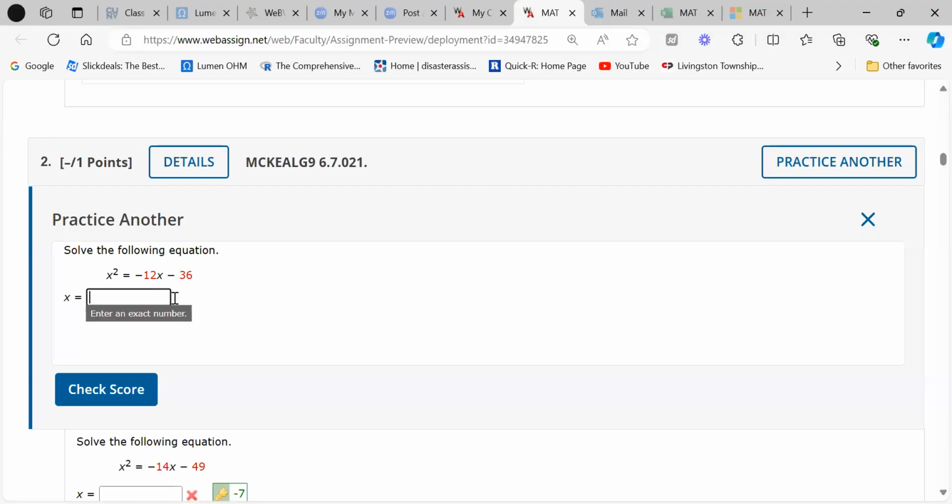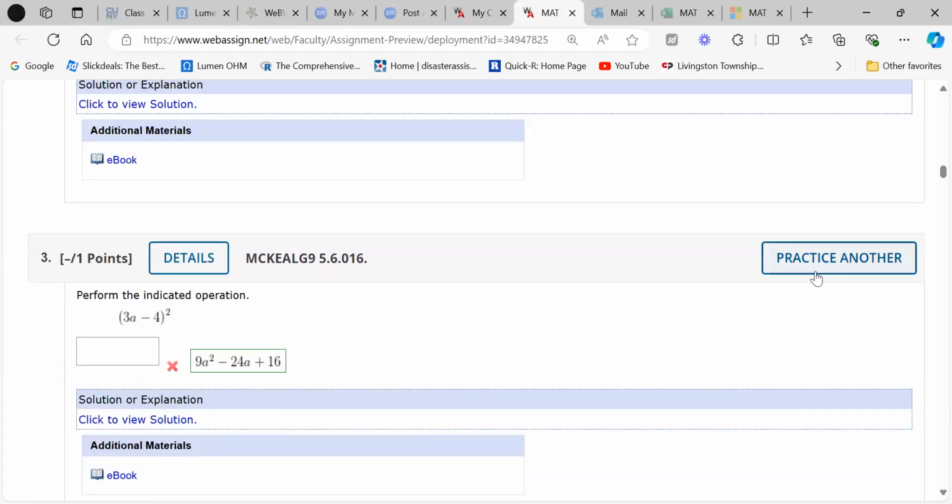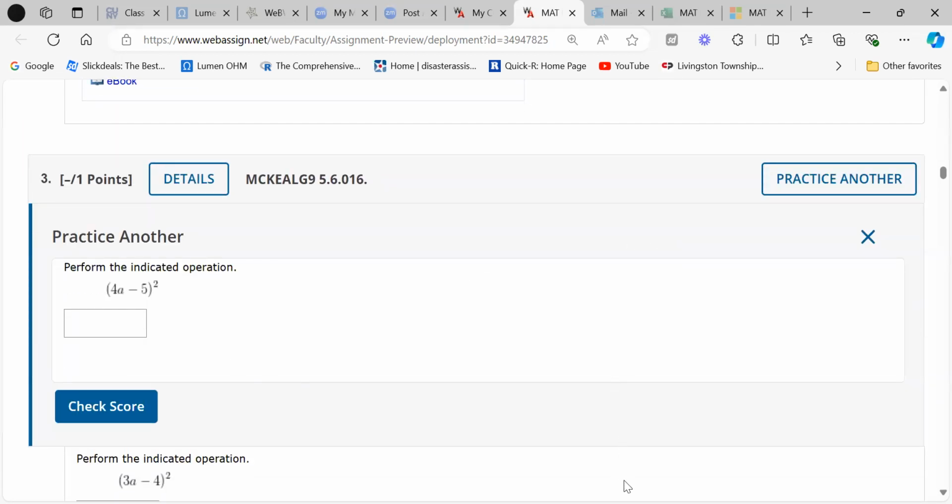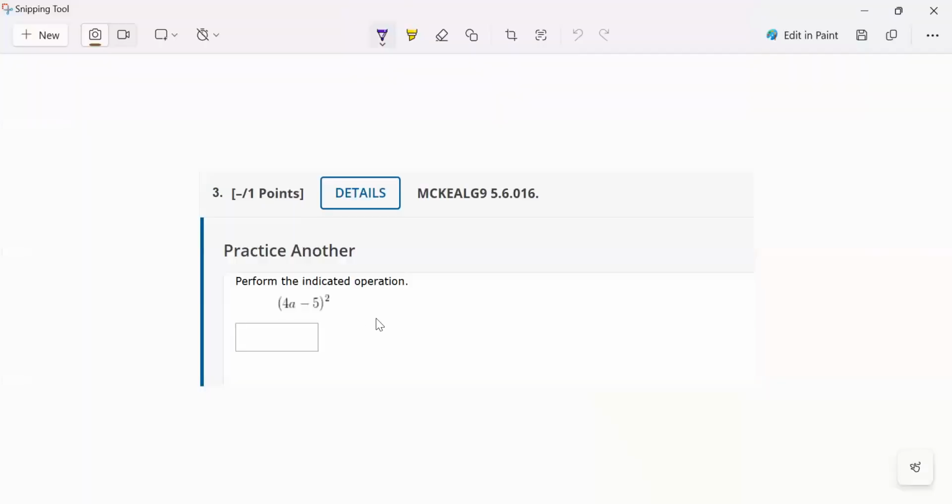Okay, now let's go back to the review sheet. Let's look at question 3. Now I'm going to have you practice. You guys try first, and I'll go over the solution second. This one you get to expand, right? You can use the shortcut method I showed you, or you can turn it into (4a minus 5)(4a minus 5) and then FOIL it from there. Up to you. If you feel comfortable using the shortcut, use the shortcut, it's quicker. Give it a shot.